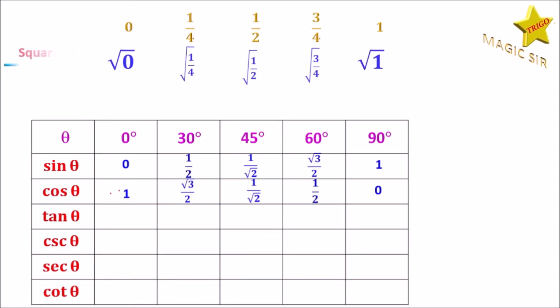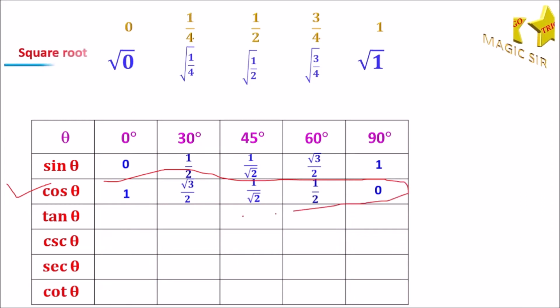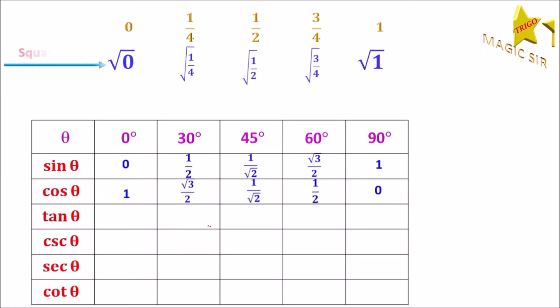Look at the order of these 5 values of cos theta. Now compare the order of these 5 values of cos theta and the order of values of sin theta. Keep in mind that it is a short trick to prepare a trigonometric table.